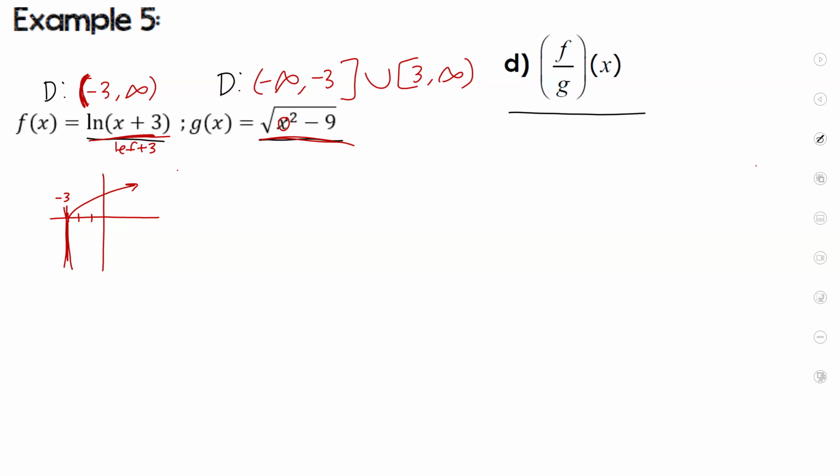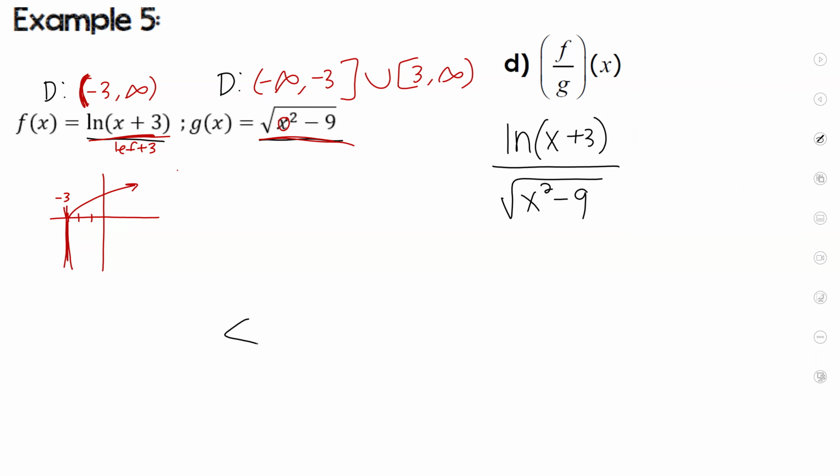Okay, so we are now going to divide f divided by g. We're going to do f divided by g. So I'm going to have natural log of x plus 3 divided by the square root of x squared minus 9. Now, let's talk about what the domain can look like. I'm going to do a number line.